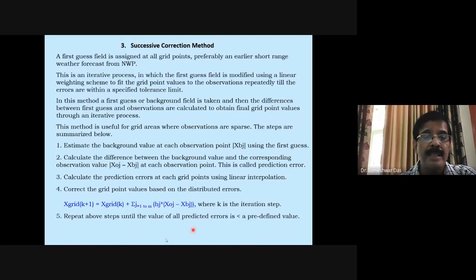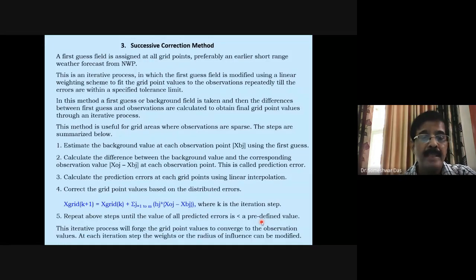And then after that, repeat the above steps until the value of all prediction errors is less than a predefined value. So for each type of observation, temperature, specific humidity, u component, v component, you have a threshold value or predefined value of the errors, and your iterations should reduce the errors to less than that predefined value. This iterative process will force the grid point values to converge to the observation values. At each iteration step, the weights or the radius of influence can be modified.